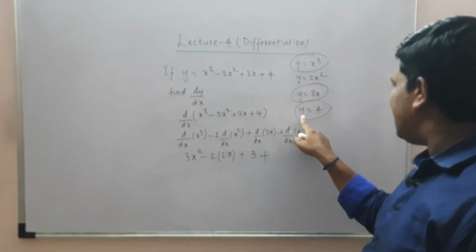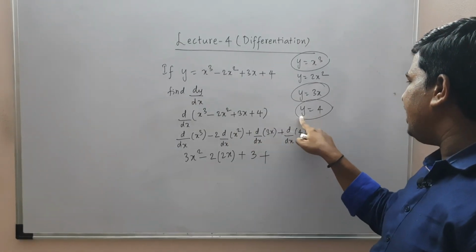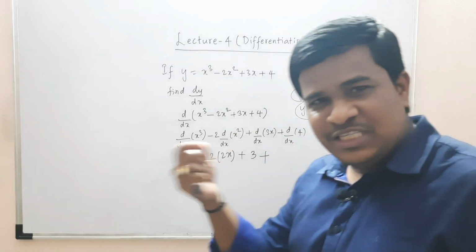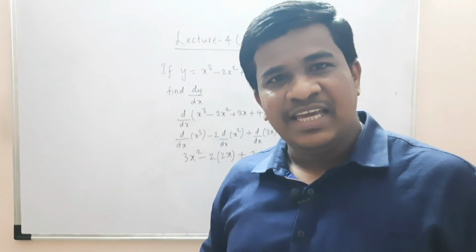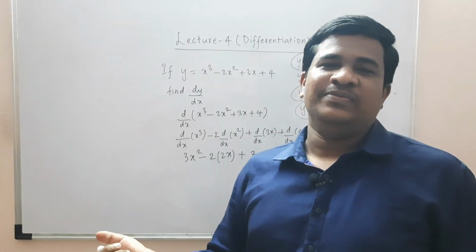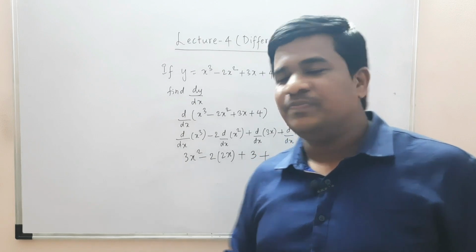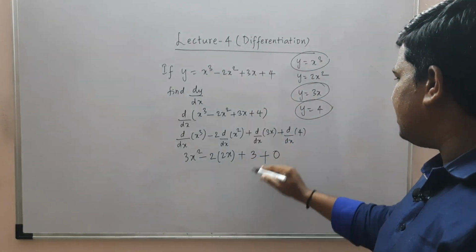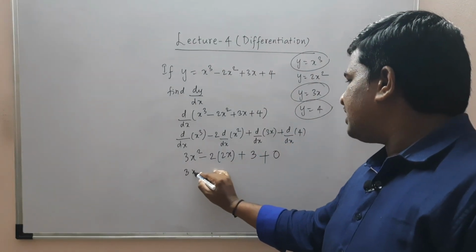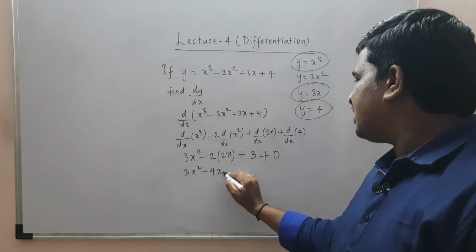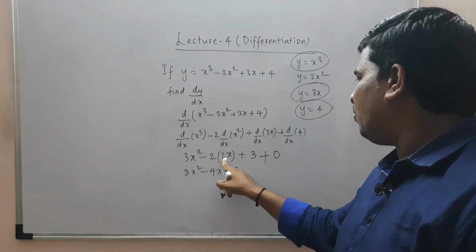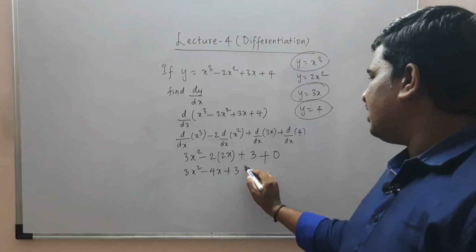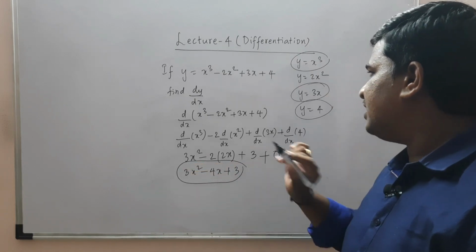There is no change in y. Y is being constant. When y is being constant, dy or delta y is 0. Then dy by dx will be 0. So here you can write 0. So then 3x square minus 4x plus 3, because this is 2 into 2x, 4x plus 3. This is what your answer is.